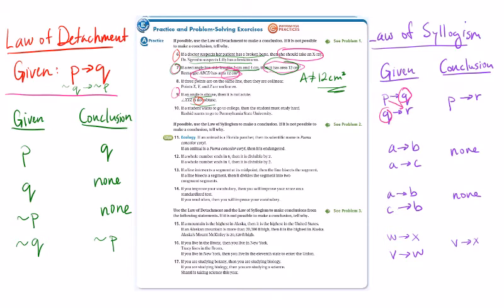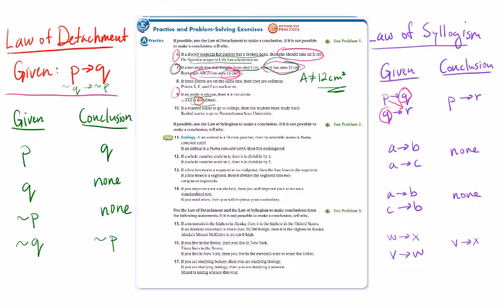All right, and remember, you can have as many iterations as you want. You could say the next statement is if R, then T, and so you can go straight from P to T in that case. So you can have multiple iterations of the law of syllogism.